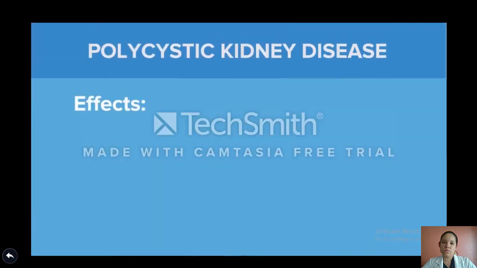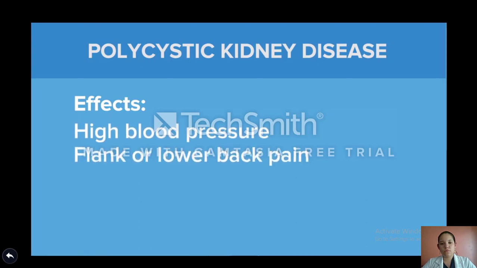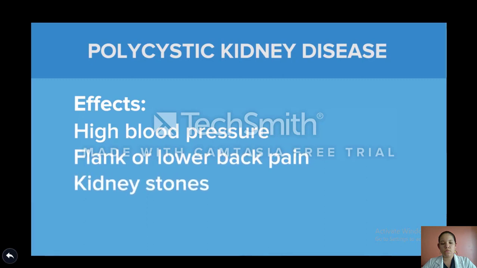Polycystic kidney disease effects outside of the kidney include high blood pressure. This occurs early, even before the cysts are detected in some patients. Flank pain, which refers to pain in the lower back along the sides. Other complications that can occur include a higher than average occurrence of kidney stones.